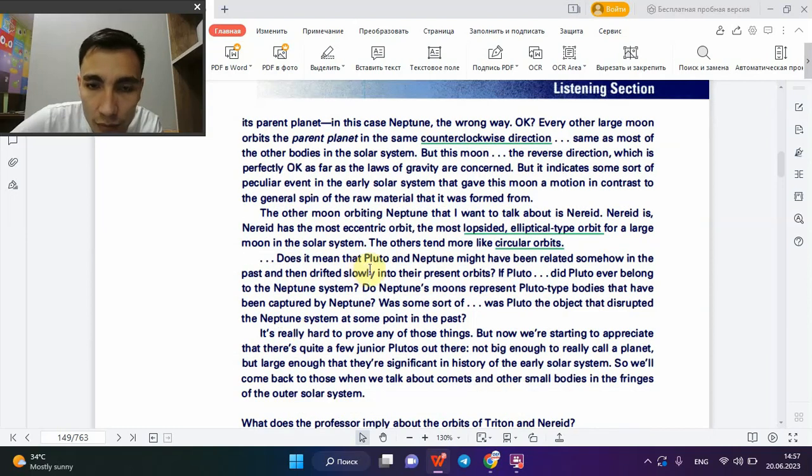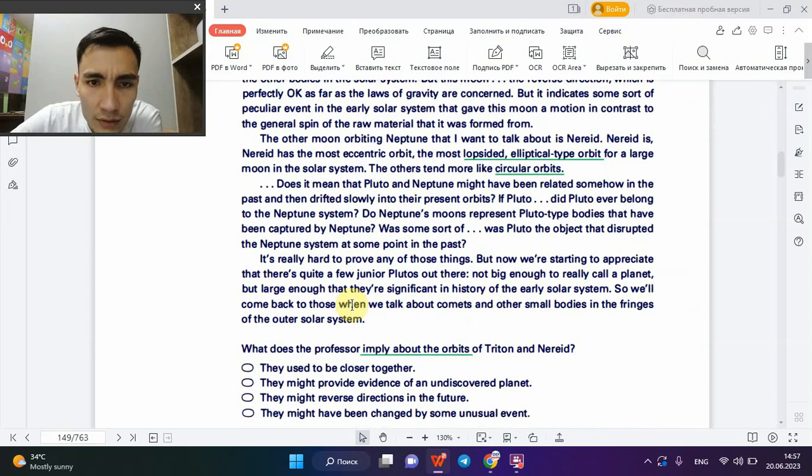Does it mean that Pluto and Neptune might have been related somehow in the past and then drifted slowly into their present orbits? If Pluto ever belonged to the Neptune system, do Neptune's moons represent Pluto-type bodies that have been captured by Neptune? Was Pluto an object that disrupted the Neptune system at some point in the past? It's really hard to prove any of those things, but now we're starting to appreciate that there's quite a few junior Plutos out there. Not big enough to really call it a planet, but not large enough that they are significant in the history of the early solar system. So we will come back to those when we talk about comets and other small bodies in the fringes of the solar system.